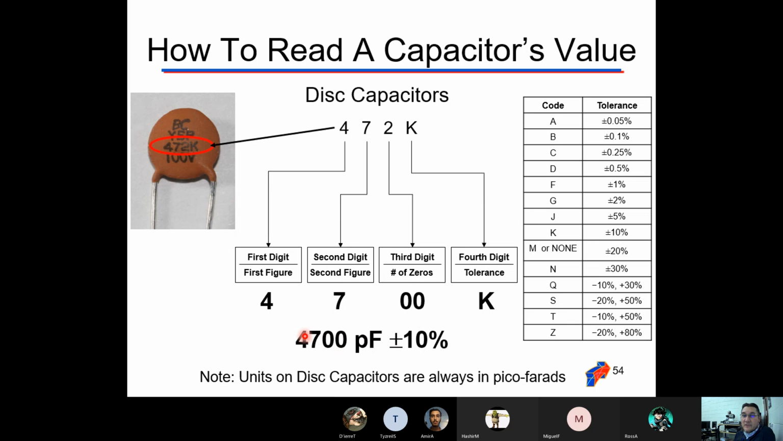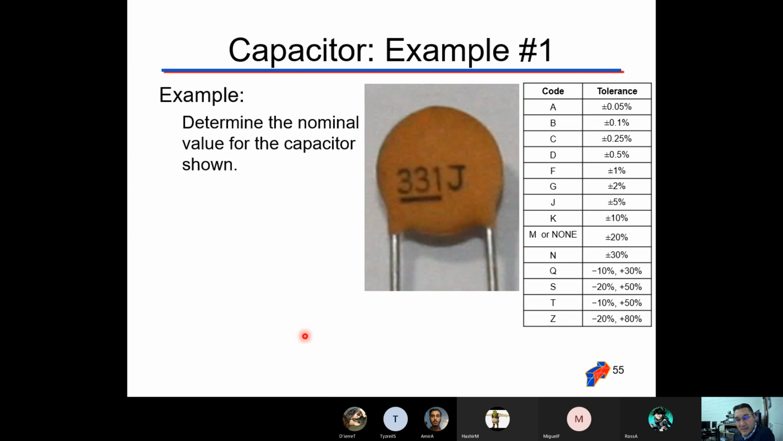Okay, I'm going to move to the next slide. I know that you guys haven't written down the chart. I'm going to go to the next slide because the chart's on the next slide as well, so that we can do some examples while you're writing your chart down.